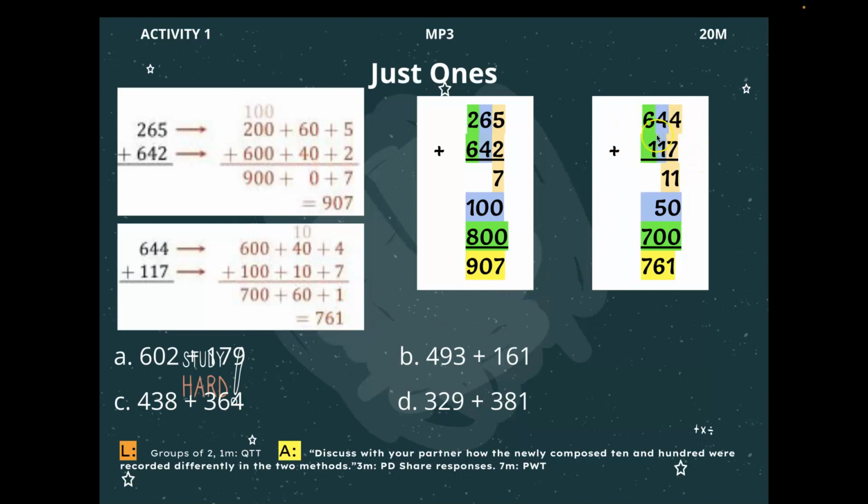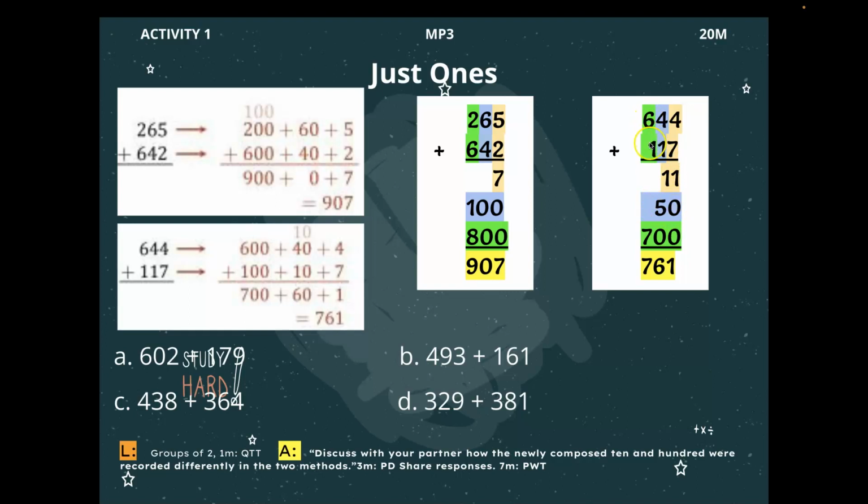644 plus 117. 4 plus 7 equals 11. We know that the 10 goes in the tens place and this 1 goes in the ones place. 40 plus 10 equals 50. So those are the tens, so 0 ones, 5 tens.